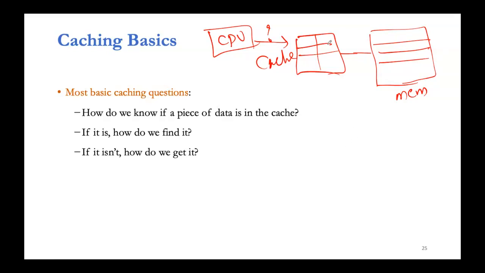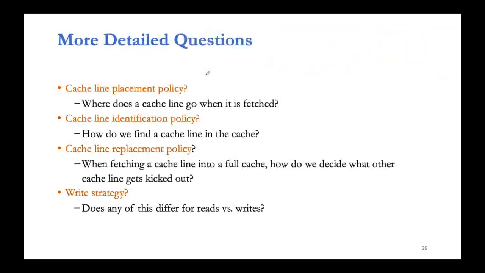If a piece of data is available, how do we find it? In which location in the cache is the data? Or if it is not there, what to do? How to go to memory and fetch it? So from this, more detailed questions come. There are 4 questions which come into the cache design part. First is cache line placement policy.